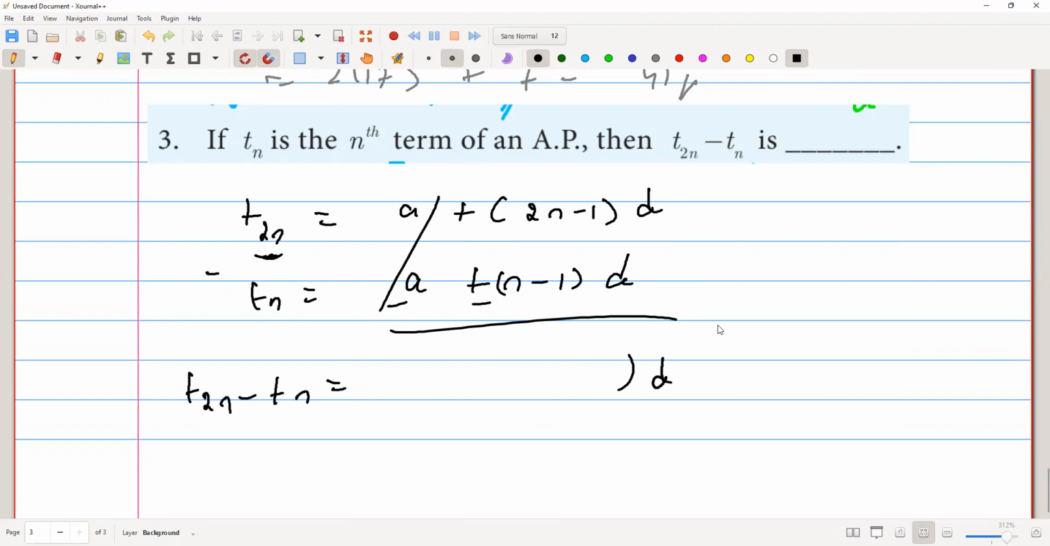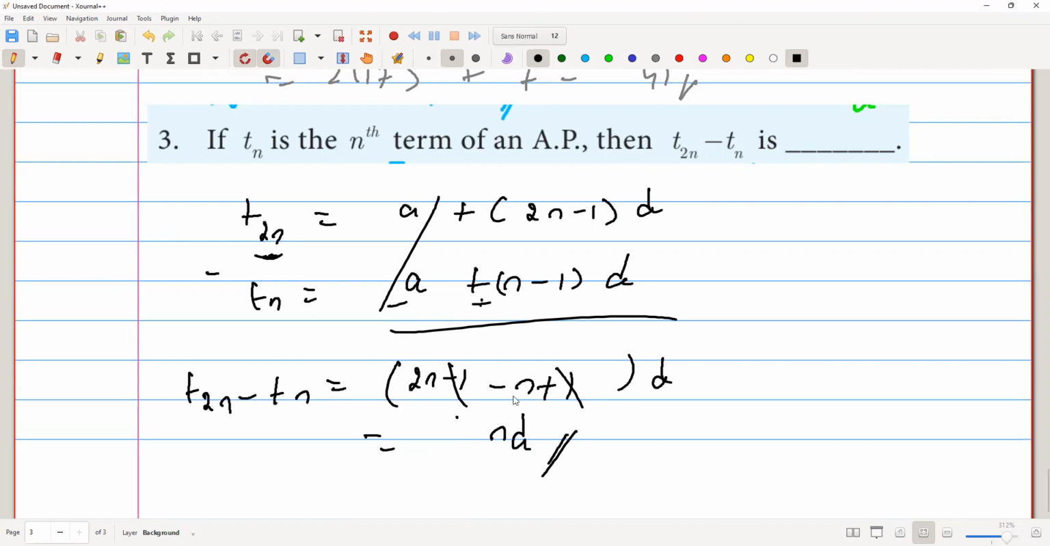When I take common D, it becomes 2n minus 1 minus n plus 1. The minus is getting multiplied: minus n plus 1. Plus 1 minus 1 would get cancelled. 2n minus n is n. The answer is nD. Whatever they ask, this is the only formula. I'm going to substitute in this formula and get the result. No other option. Just follow the rules and you'll be getting the result.